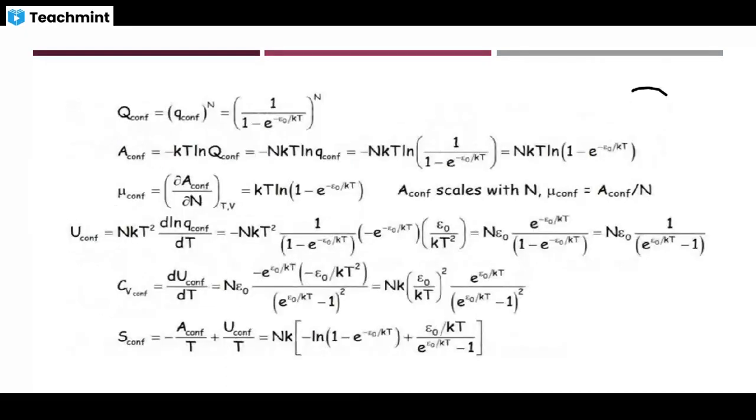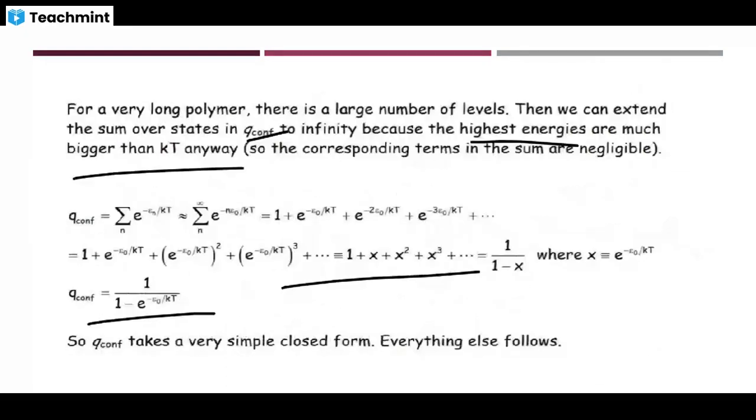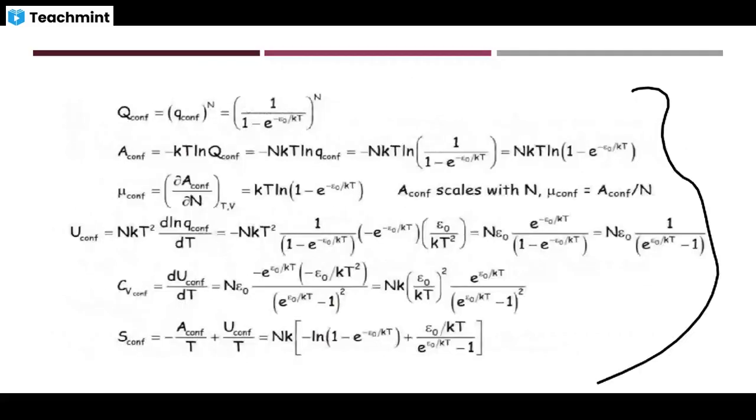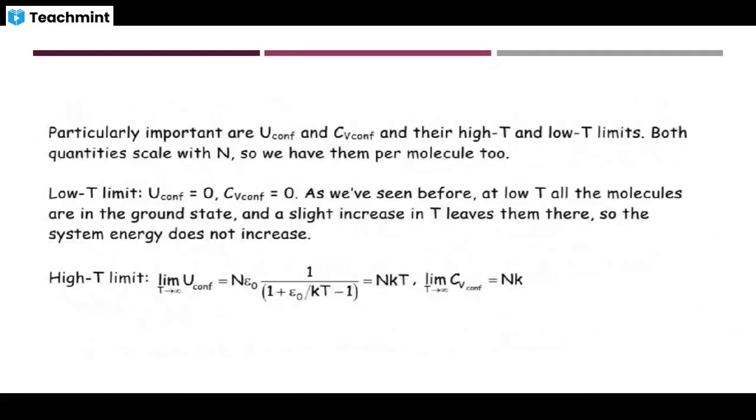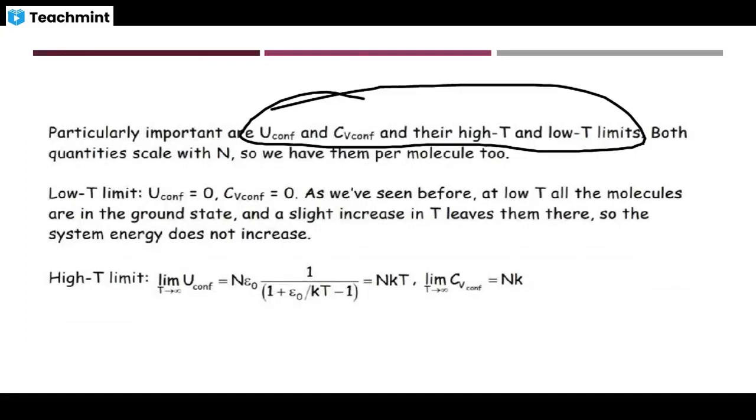If you know Q, you can derive all of these. Particularly important are U configuration and Cv configuration at their high and low temperature limits. These are very important.